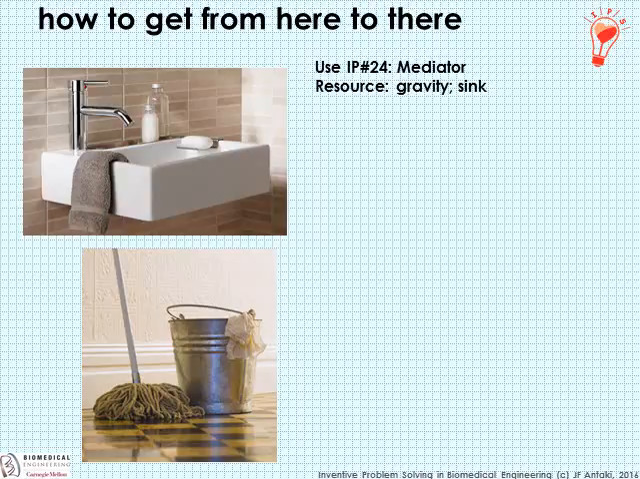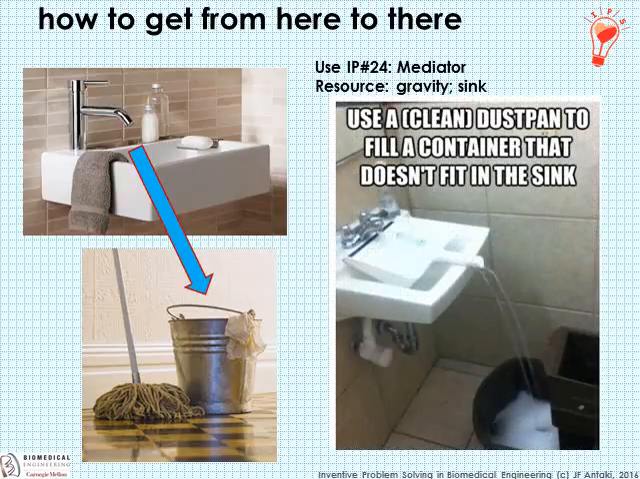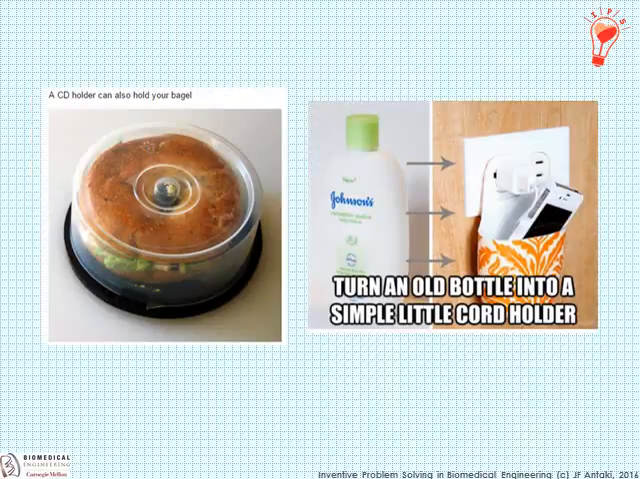Here's another puzzler. Have you ever tried to fill a bucket from an undersized sink? It's really awkward. You have to tip the bucket and you can never fill the entire bucket. Can you think of a clever way to get the water from the sink to the bucket? And here's a hint: using a mediator and recognizing that you have gravity and the sink as resources. Well, here's a clever solution: using a dustpan as a kind of funnel waterfall that can cascade the water from the sink into the bucket on the floor. And another couple of examples of things that you would otherwise discard that you could possibly turn into a useful function.